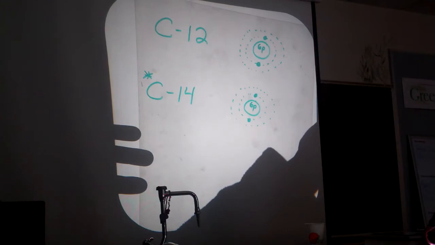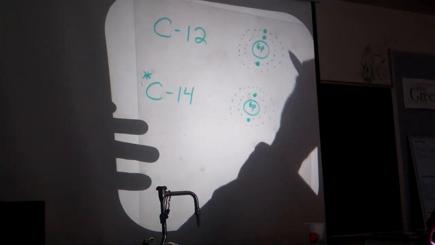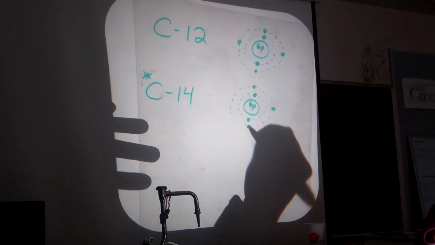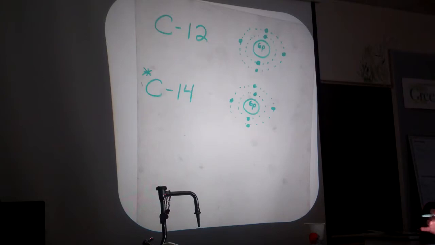1, 2. I need to find a place for 4 more electrons because it has a total of 6. 1, 2, 3, 4. But those 4 have to go on the second energy level. All right. So up to this point, I have an atom containing both protons and electrons, but I don't have my neutrons anymore. Guess what, guys?